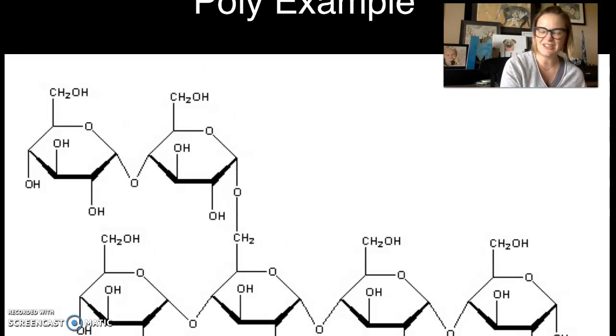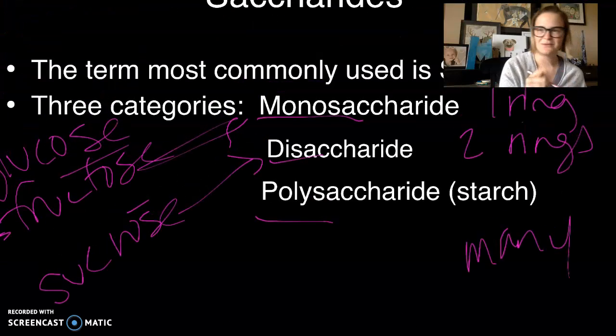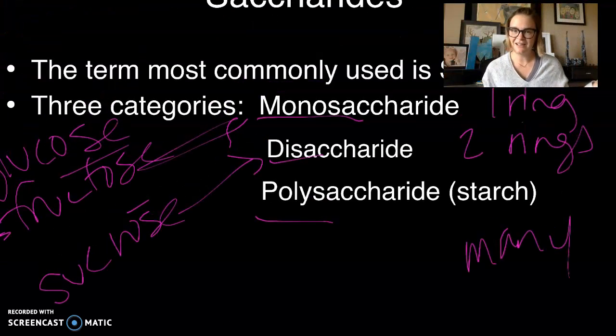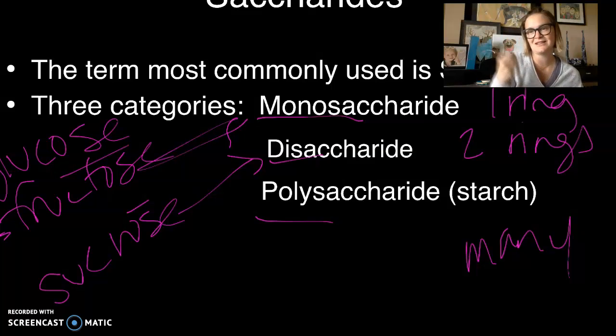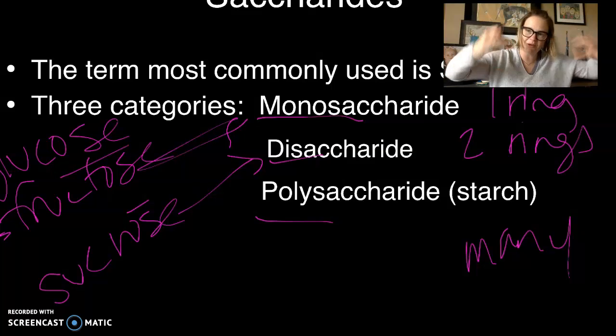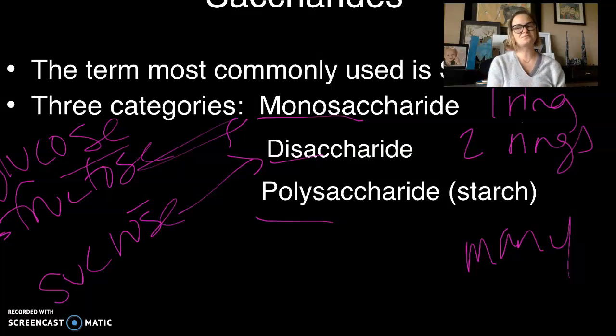Which one would you digest faster? Something with one ring or something with many? The one rings, those smaller sugar molecules, get digested faster than a starch molecule. And what's kind of interesting is because they digest faster, you burn through that energy so much faster.